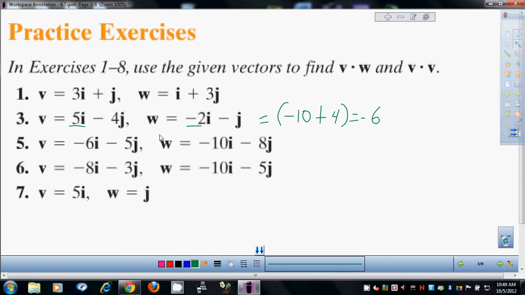Now V dot V, you'll just multiply V times itself. So let's cross this out. And we're going to be multiplying V times another V. 5 times 5. 25. Negative 4 times negative 4. So our dot product is 41. Well, it wanted V dot W, which is negative 6, and V dot V, which is 41.